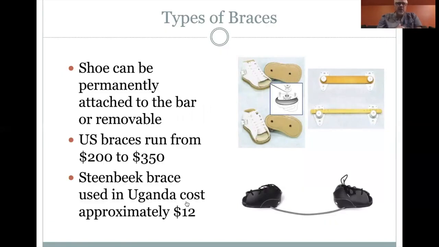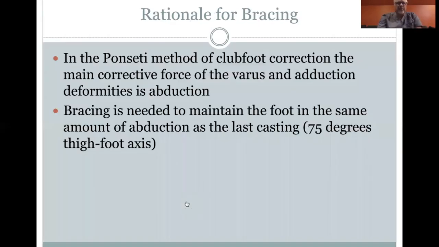Braces can be somewhat expensive, probably a little more than this now, but there are versions of the abduction brace, called the Steenbeek brace, which are used in developing countries and recycled, which are very cheap. They're not adjustable in the amount of abduction too much. It's basically just a rebar that connects the two shoes, but it's a really cost-effective way in economically challenged countries where you're running a clubfoot program.